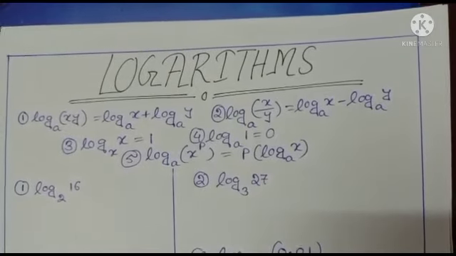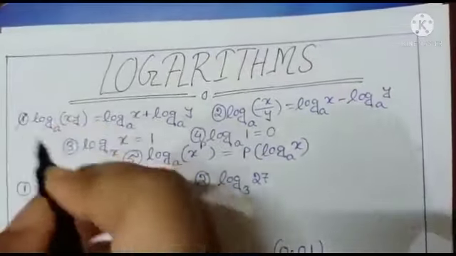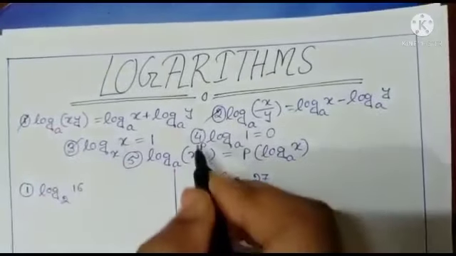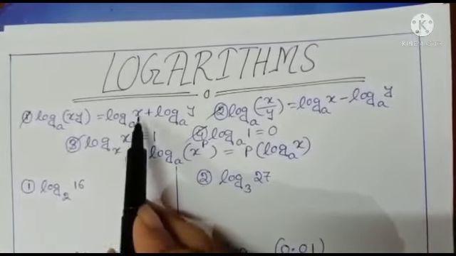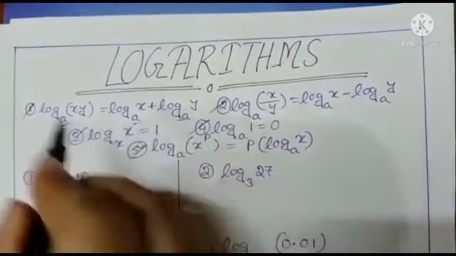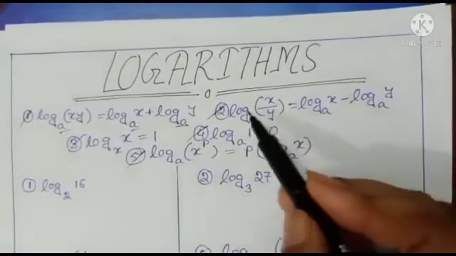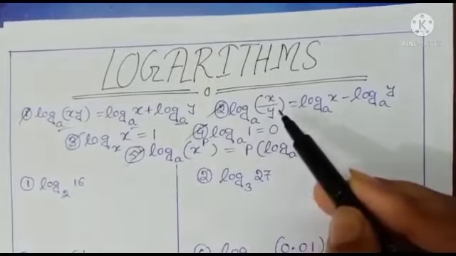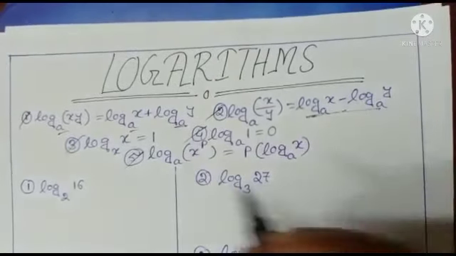Hello friends, today we learn logarithm, the basic parts of logarithm. Just to remind, 5 formulas. Log base a of xy is equal to log base a x plus log base a y. Here the bases are the same and the multiplication converts into summation. And log base a of x by y, here division converts into subtraction.